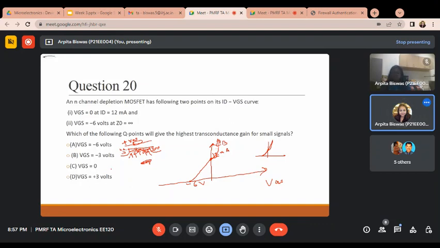What option? First option. The Q point. Carefully see the structure and the question. Which of the following Q points will give the highest transconductance gain for a small signal? It means transconductance gain. What is the transconductance? Tell me. GM equal to del ID by del VGS. Okay. If you are taking a small signal, it is only small. Okay. So small amount of voltage you are changing, you are getting the higher current change.